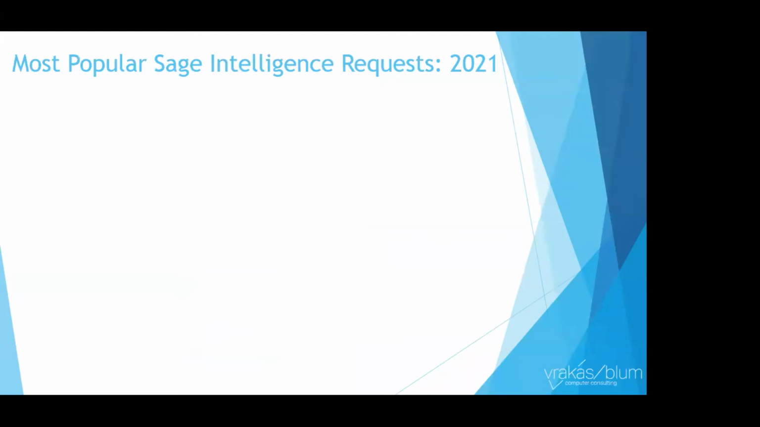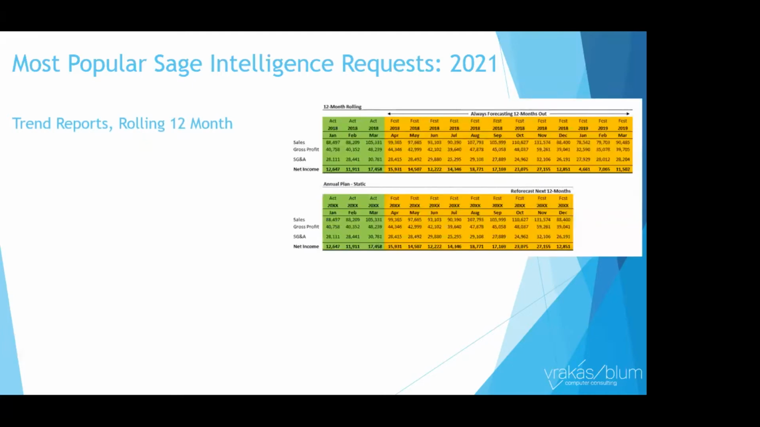So for this past year, I kept an archive of what the most popular requests were. First one, trends, rolling reports, rolling trend reports. This has been a huge request lately. I don't know what's in the water, but everybody wants a trend report, and Sage Intelligence does an awesome job at easily creating a rolling trend type of report.